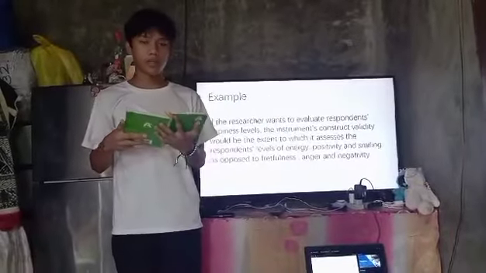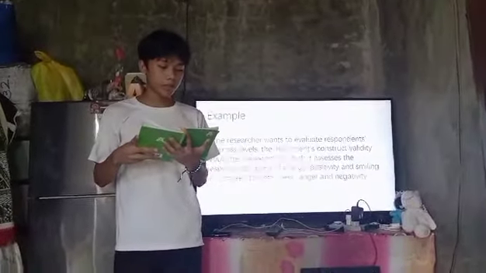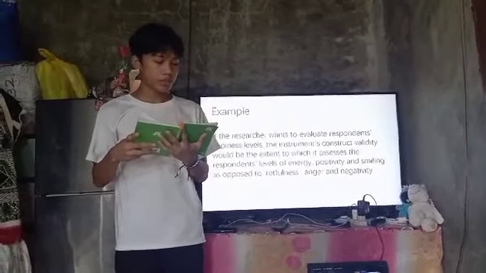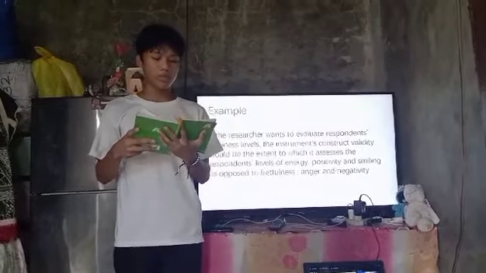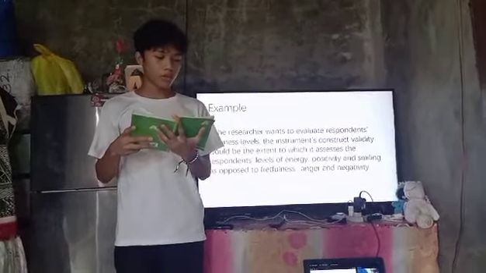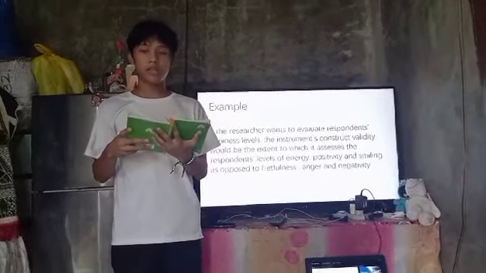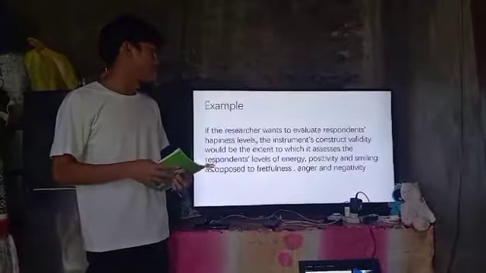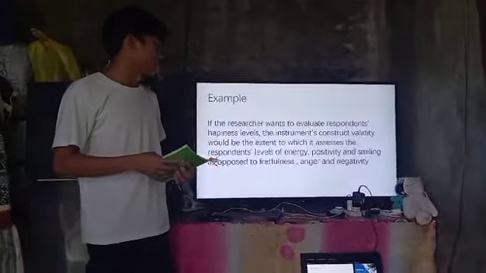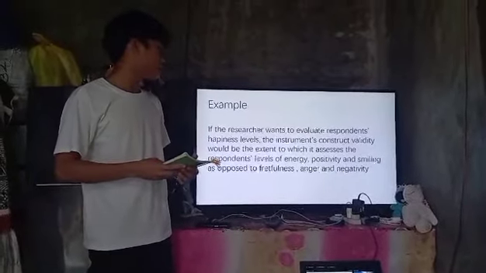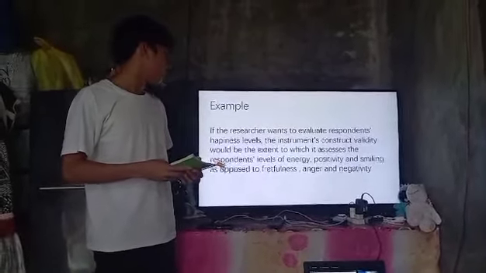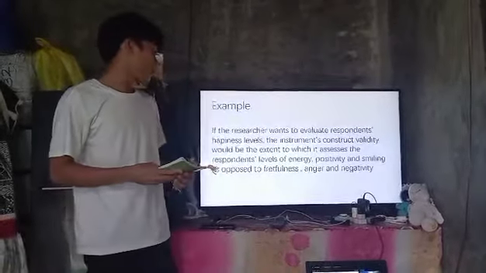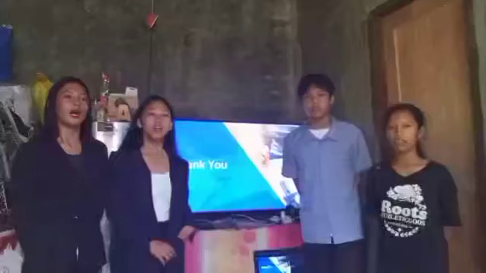How do you measure construct validity? Construct validity may be used to assess a new measure or theory. A pilot can be used to test your ideas on a small sample, allowing you to discover an area of focus or tweak your data collection methods in a larger study. For example, if the researcher wants to evaluate respondents' happiness levels, the instrument's construct validity would be the extent to which it assesses the respondents' levels of energy, positivity, and smiling as opposed to fretfulness, anger, and negativity.